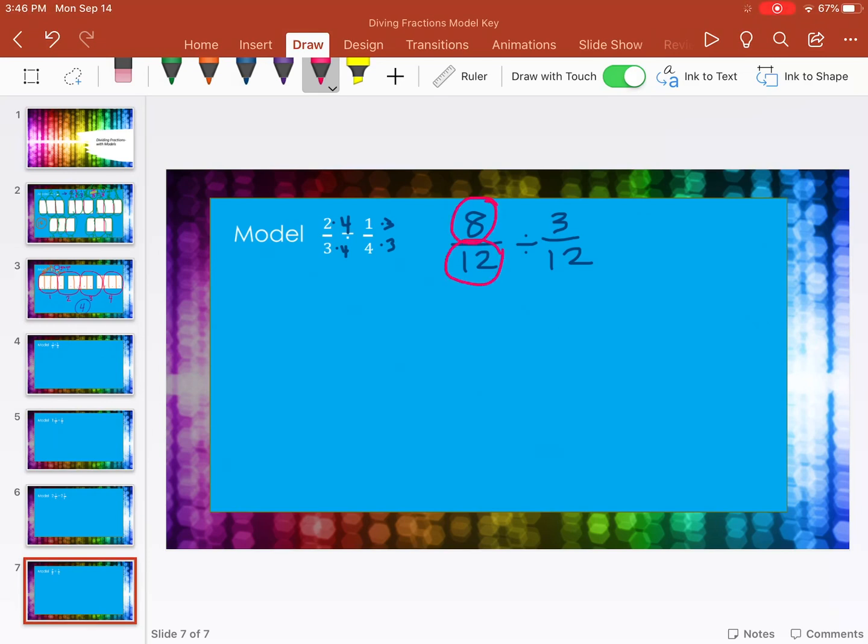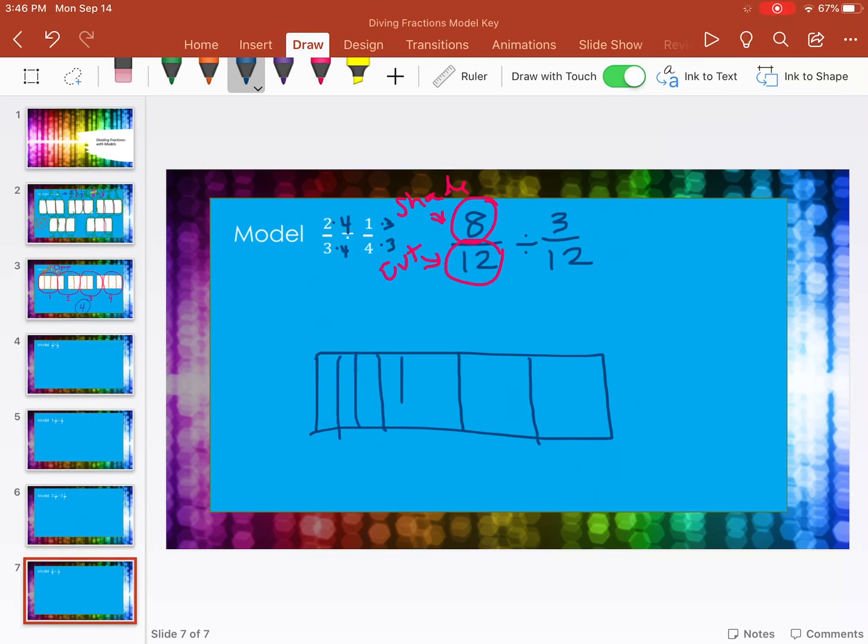Now I'm going to draw this first one, right? Remember, if I draw this, I'm going to make sure it gets cut into this many pieces, and I'm going to shade this many pieces. So let me just start with my one big rectangle. It's cut into 12 pieces. Okay, there's 12 pieces, and I'm going to shade. I'm shading in 8 of those pieces. 1, 2, 3, 4, 5, 6, 7, 8. Okay, so those 8 pieces are shaded in.